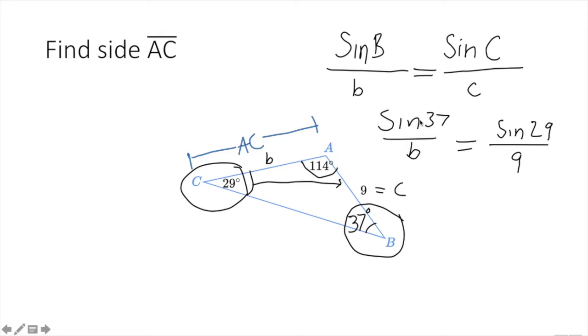Basically, we're going to plug all of these into the calculator: sine 37, sine 29, and regular 9. Let's go into our calculator, and make sure we're in degree mode, because we're working with degrees here. Sine 29, I'll type that in, is going to be 0.484. And we'll divide that by 9, and so we'll get 0.0538.